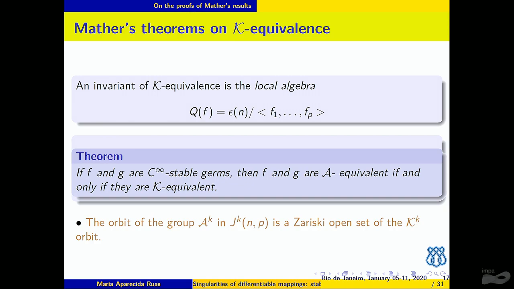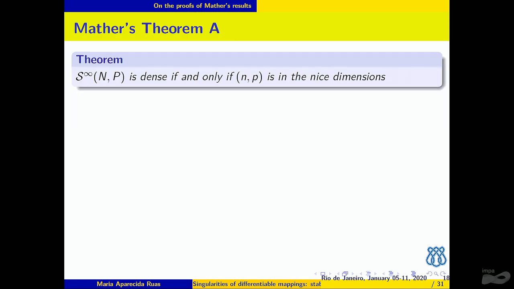So this is the summary of this hard theory, but in fact I can stratify the jet space using the orbits of the contact group and prove my theorem, as I will explain now, working with this stratification. So, okay, let's go to theorem A. This is theorem A, right, by Mather.